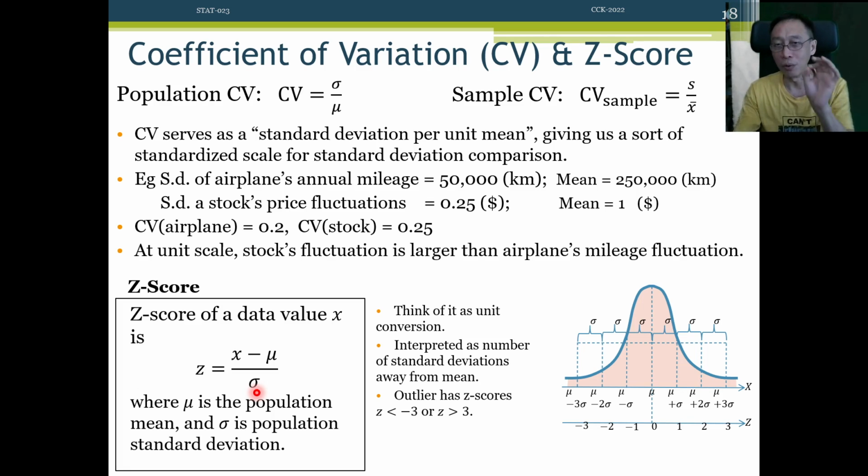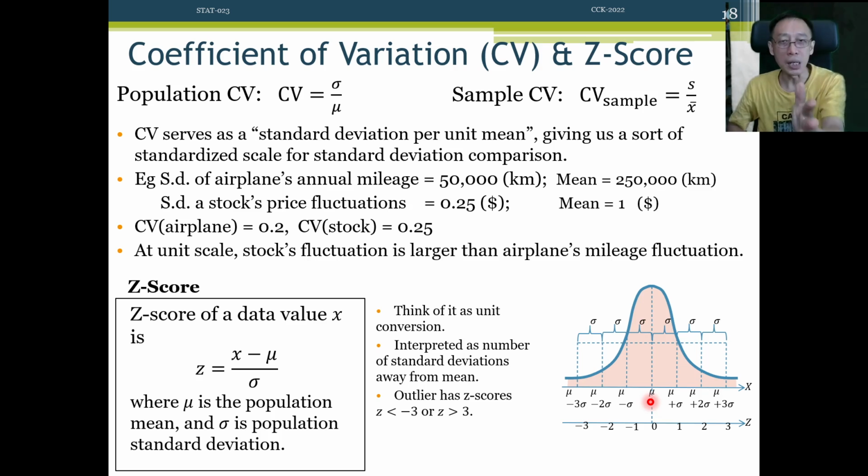Just what's the Z-score of this value? So think of it as a unit conversion. We want to discard the unit, and we want it recalibrated in such a way that whenever the data measurement is the same as the population mean, then the Z-score is 0. And as a result of dividing by standard deviation, we can interpret Z-score as the number of standard deviations away from the mean.